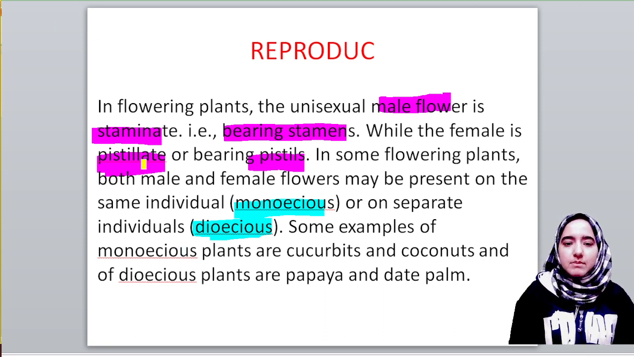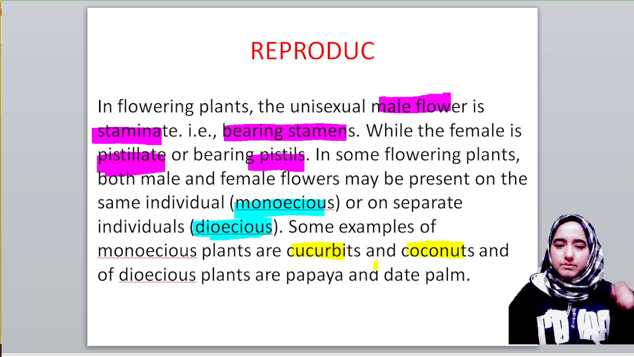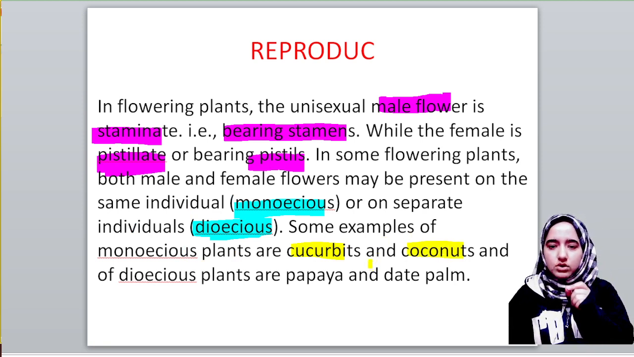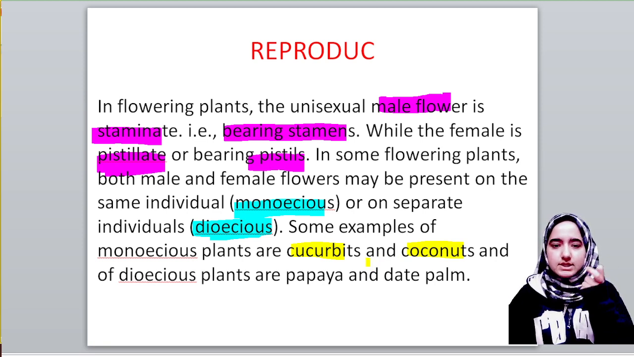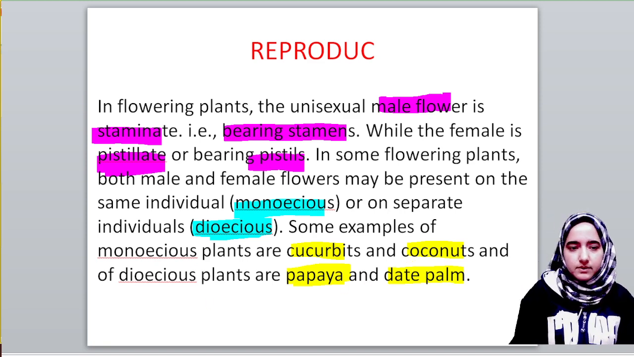We have some examples of monoecious plants like cucurbits and coconuts. That means in cucurbits and coconuts, male and female flowers are present on the same individual, on the same plant. Examples of dioecious plants are papaya and date palm. That means in papaya and date palm plants, we have the male structure and female structure on two different plants.